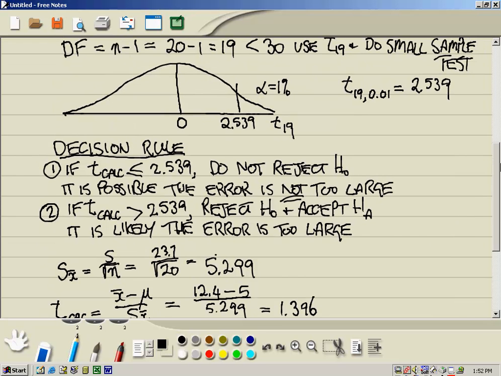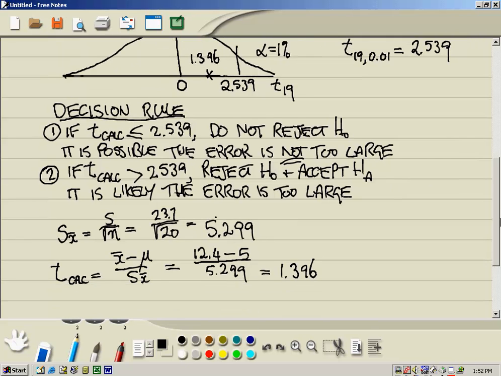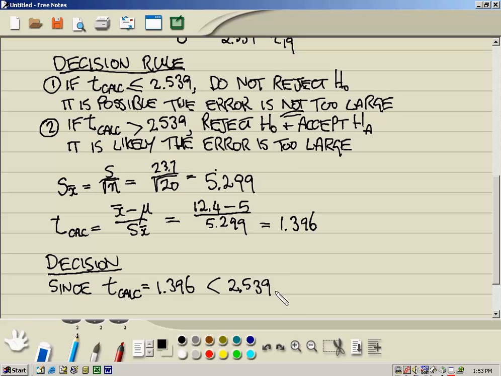And now finally we're ready to make our decision. 1.396 is in the acceptance region, and so we will go with part 1 of the decision rule, not to reject the null. Decision: since tcalc is equal to 1.396, which is less than the critical value of 2.539, do not reject the null.